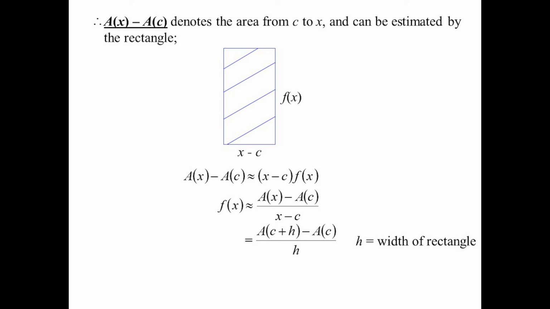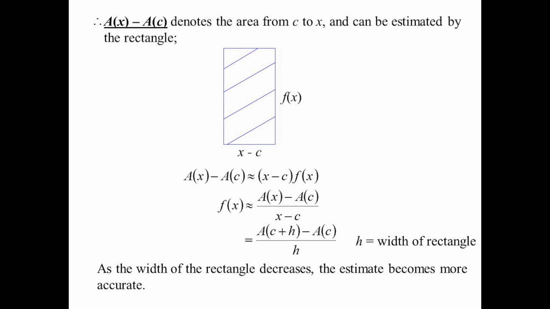But what I just said before was, as that width gets smaller and smaller and smaller, we get more accurate. So we can investigate the limit as h approaches 0. I now know the function of the curve, whatever the equation of the curve is, then the limit as h approaches 0 of the area function that we're looking for minus area c, over h. And that looks awfully familiar.